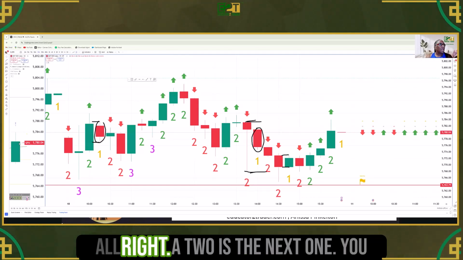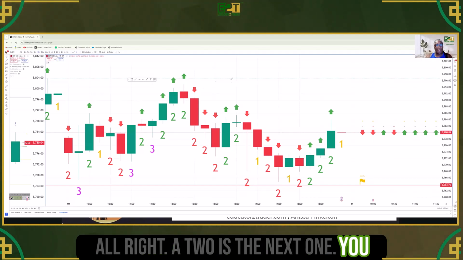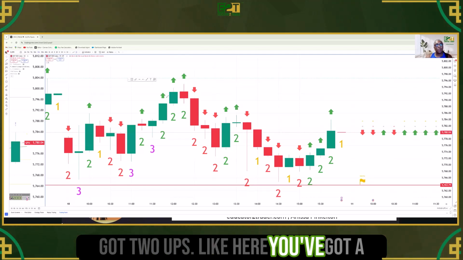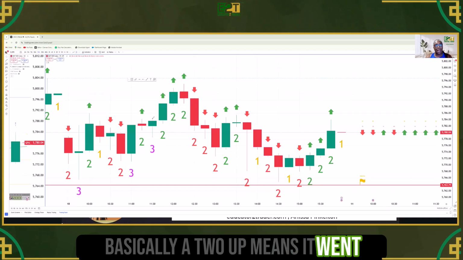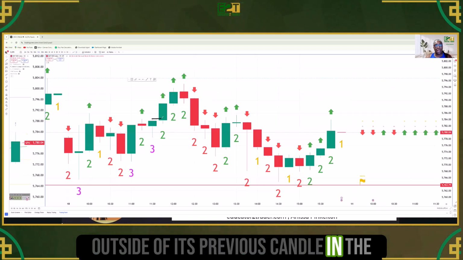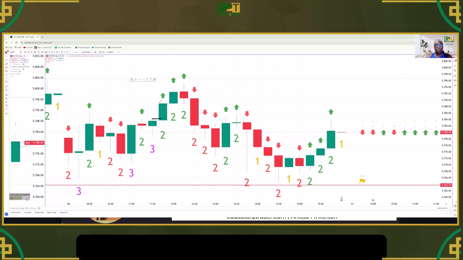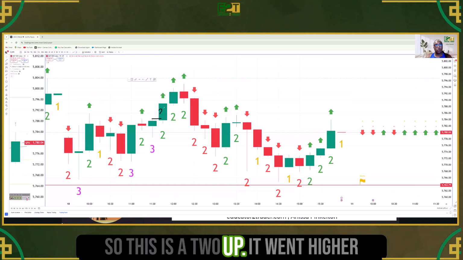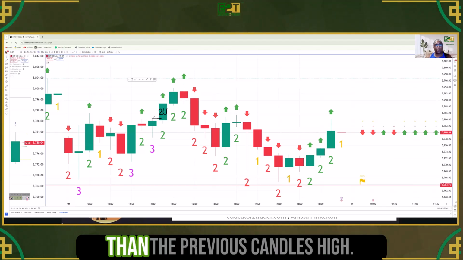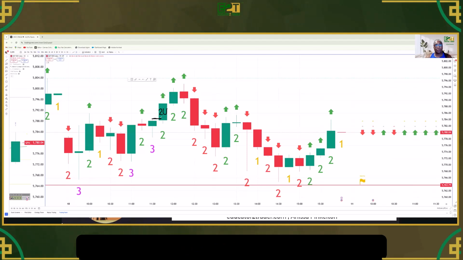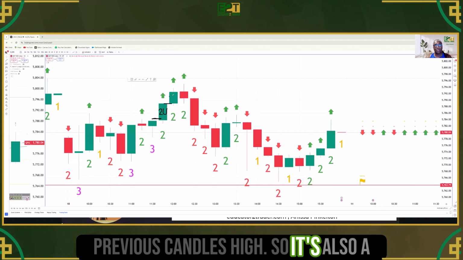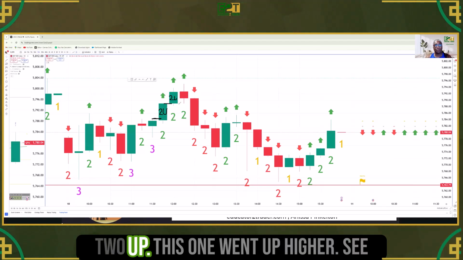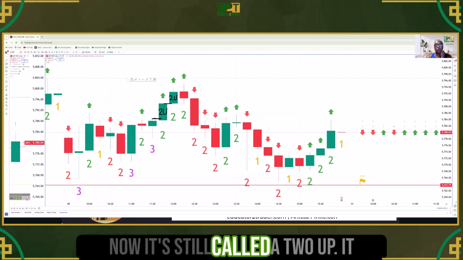All righty. A 2 is the next one. You got 2 ups. Like here, you got a 2 up. Basically, a 2 up means it went outside of its previous candle in the upwards direction. So this is a 2 up. It went higher than the previous candle's high. This one went higher than the previous candle's high, so it's also a 2 up. This one went up higher. See, now it's still called a 2 up.